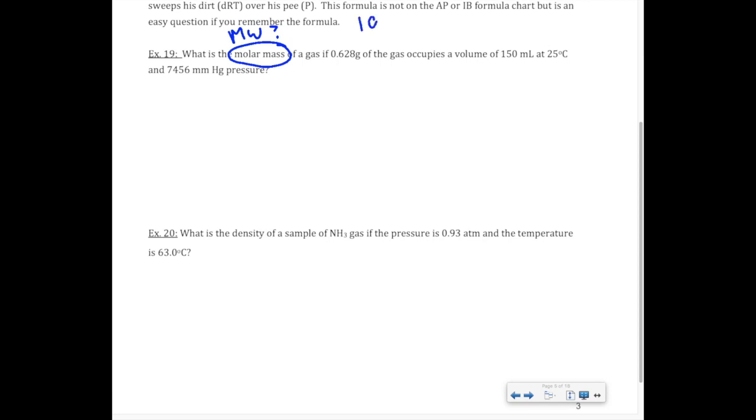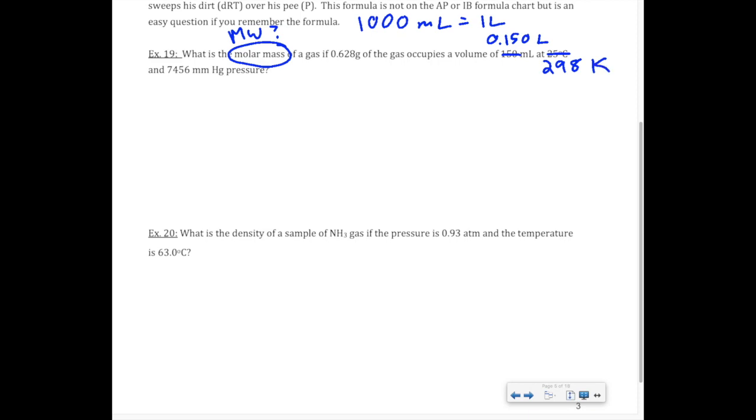Now, hold on a second. Remember, the standard unit that you always want to use for volume in this unit is always going to be liters. And this is given to me in milliliters. So 1,000 milliliters is 1 liter. So go ahead and fix that and convert it to 0.150 liters. An easy way to do that is to take the decimal place and move it 3 places to the left. That will convert it. And then we also need to make sure we convert our temperature to Kelvin. So 25 degrees Celsius becomes 298 Kelvin.